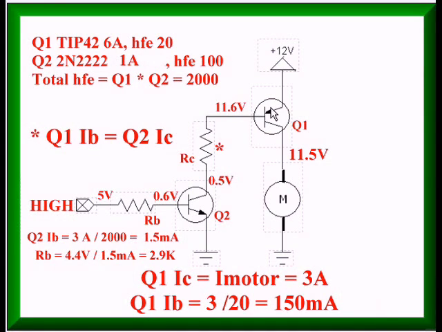Finally, why did I have to use Q2? Because if I connected this 11.4 volts through a resistor back directly to the Arduino, that would exceed 5 volts and blow the I/O pin. So Q2 is protecting the Arduino from the 11.4 volts up here.